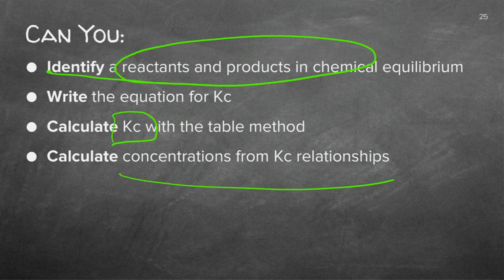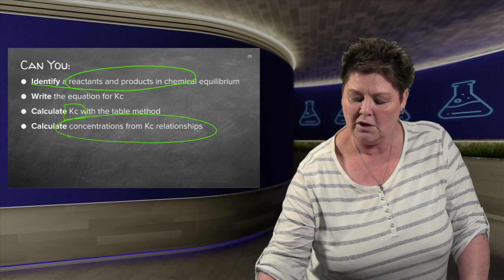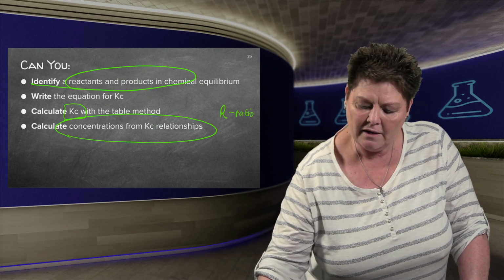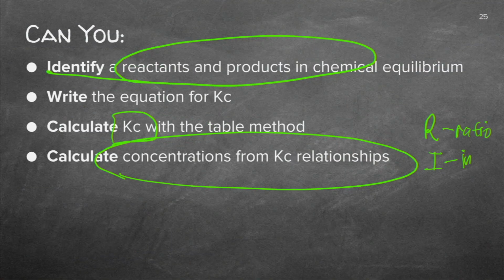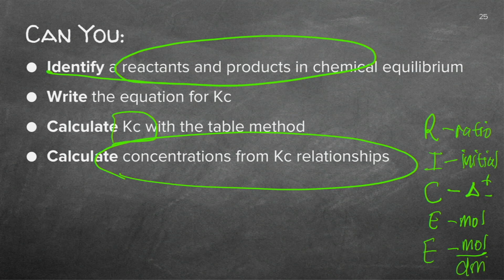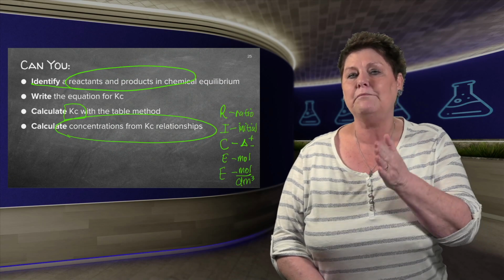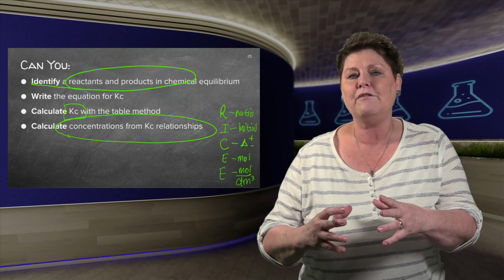And then obviously I'll work out the concentrations with R, remember that's ratio, I, initial, what I start off with, C, what a change that happened, it's either a plus or a minus. The first E can be the mole, and the second E will be the concentration, which is the mole over the decimeters. Not difficult, but you have to use the right method. Otherwise, you're going to have confusion.